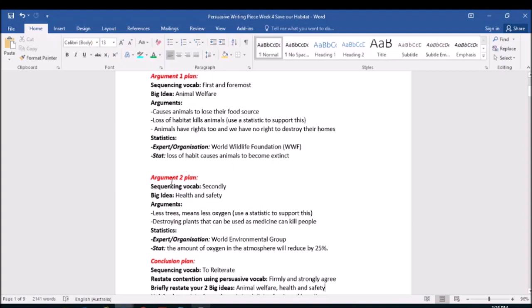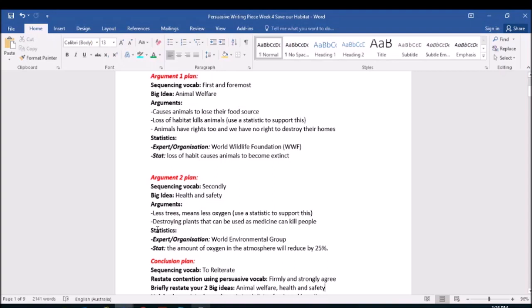If we look to argument 2, I started with first and foremost. I could start with furthermore for my second argument, but I'll just start with secondly, just for the sake of it, just to give you a range of different options that you can use. The big idea for my second argument is going to be health and safety. What arguments relate to that? Well, less trees means less oxygen. That's going to be related to my statistic.